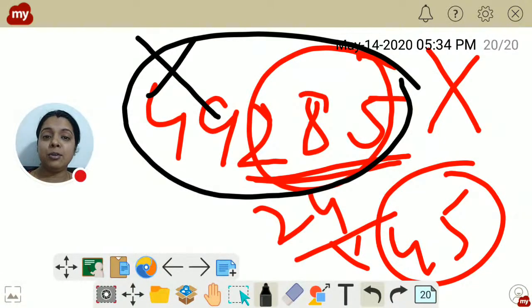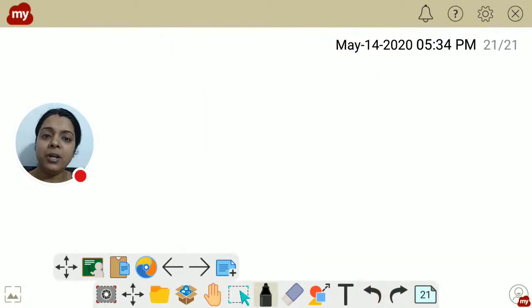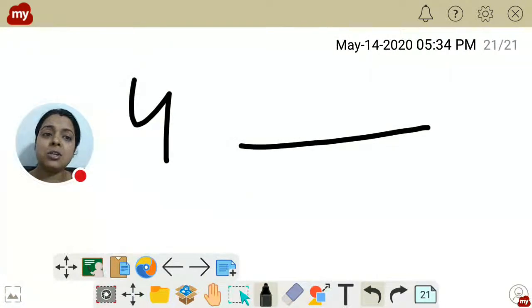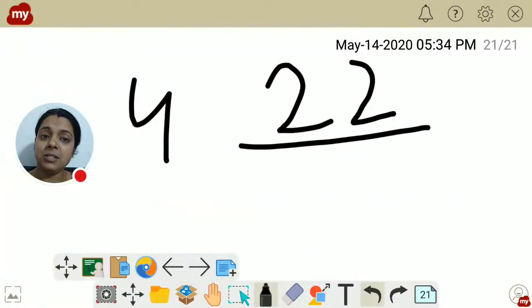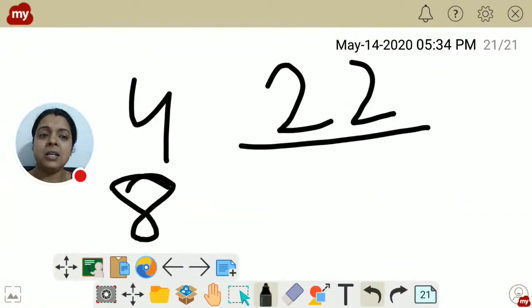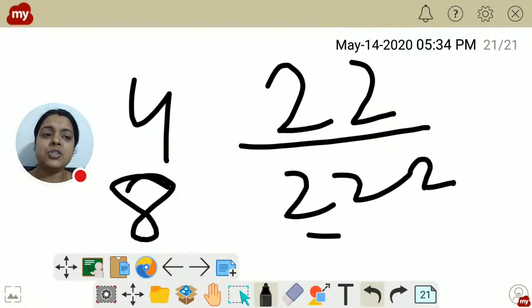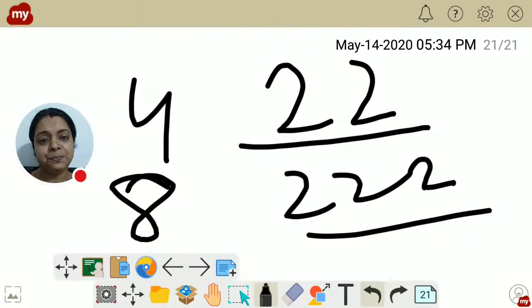So remember, the rule of 8 and 4 is almost similar. For 4 we have the last two digits only. And for 8, the last three digits should be divisible. If they are divisible, we can easily say that yes, it is divisible by 8. This was the rule. Okay. So we went through the rule of these many digits.